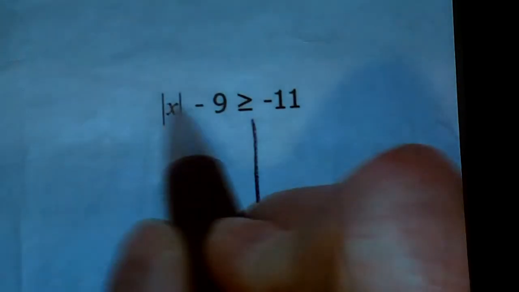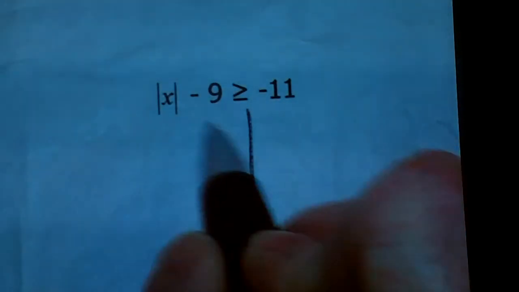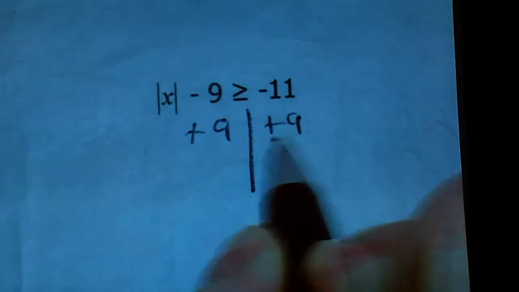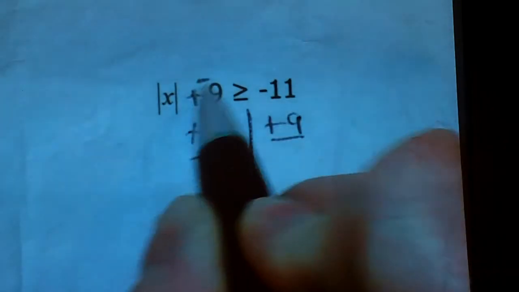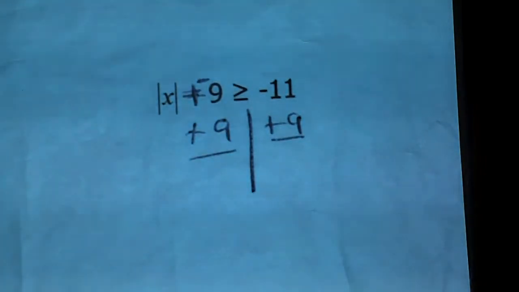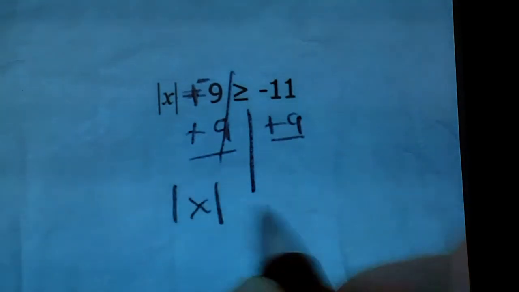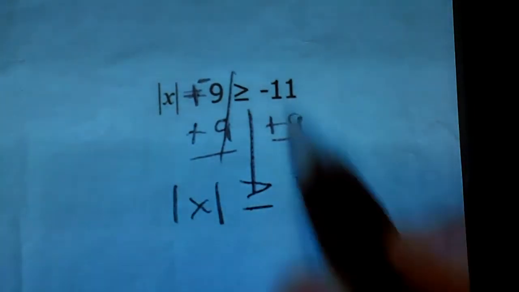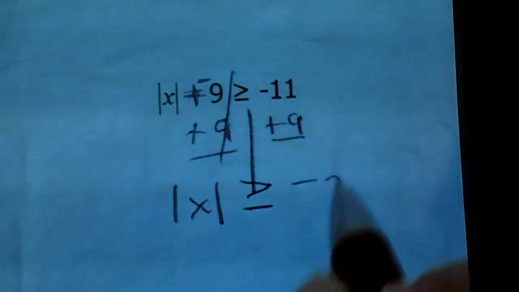I have the absolute value of x minus 9 is greater than or equal to negative 11. I need to get rid of this 9, so I'm going to add 9 to each side. So remember, subtracting 9 is the same as adding a negative 9. To cancel that out, I need to add it. So the absolute value of x is greater than or equal to negative 11 plus 9, which is negative 2.